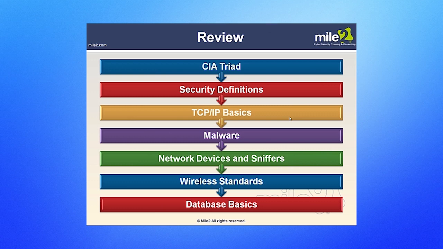So in this very long chapter, we have looked at the CIA triad, confidentiality, integrity, availability, security definitions, a little bit about TCP/IP basics, malware, viruses, worms, Trojan horse programs, and so on. Network devices and sniffers, a little bit of hubs and switches, wireless standards, B, G, N, A, and database basics.